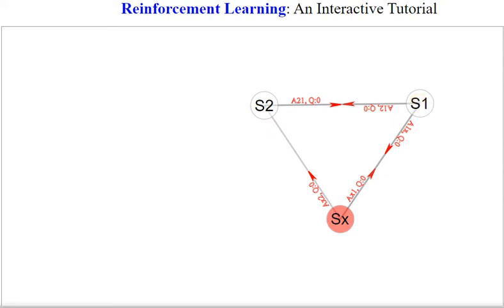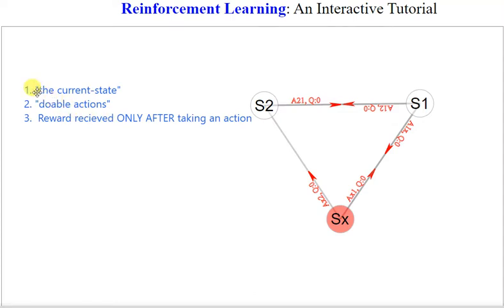Before moving on to the details, let's remember that the agent is blindfolded. At any given point in time, it has only three pieces of information, which are number one, the current state, number two, doable actions in the current state, number three, reward, which is received only after taking an action. Using only this information, what will you do to find the best way to destination? Pause the video, take a moment and think about it.